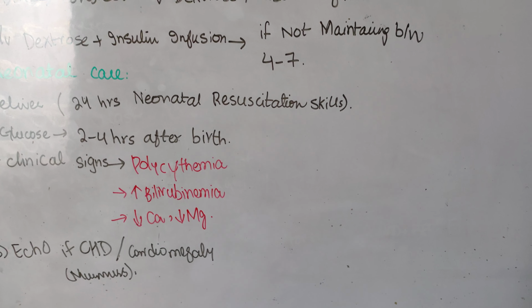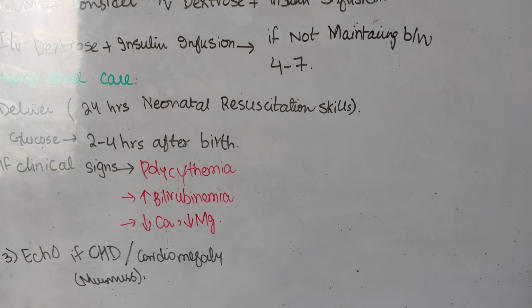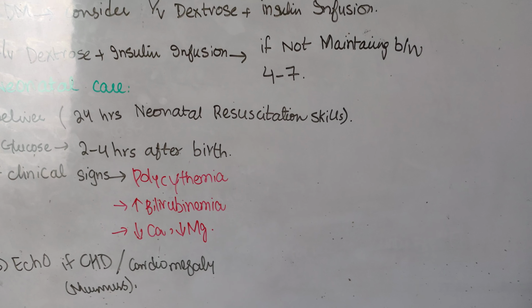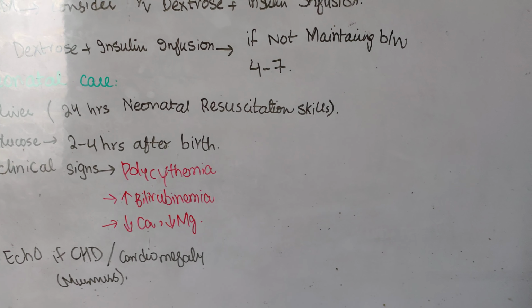Perform an echo in the baby if you suspect that the baby has congenital heart disease or cardiomegaly, and that is best detected by murmurs.